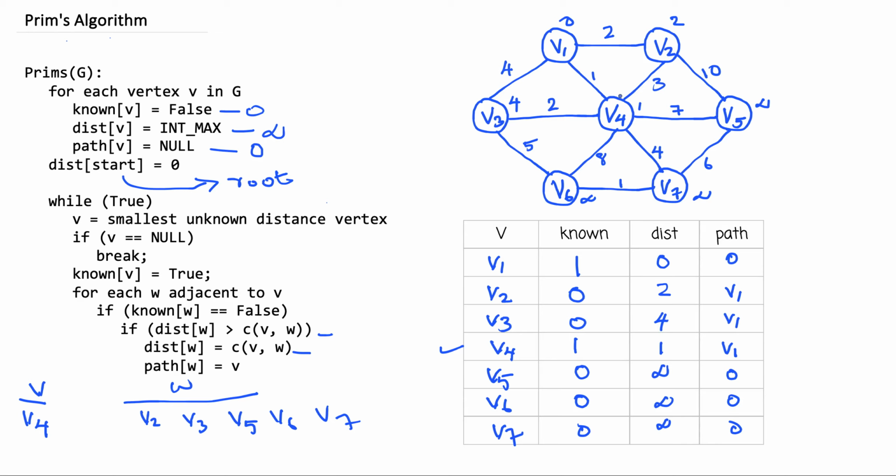Now the presently existing distance with v2 is 2, the edge cost is 3, so there is no need of updation. The presently existing distance for v3 is infinity, the edge cost is 2, so we will have to update it. So this would be 2. Now the presently existing distance to v5 is infinity, the edge cost is 7, so we can update that also. Now for v6, the presently existing one is infinity, the edge cost is 8, that can also be updated. And the presently existing with v7 is infinity, the edge cost is 4, that can also be updated.